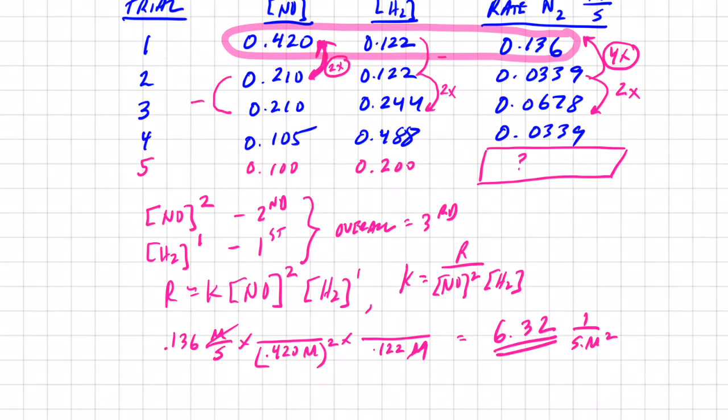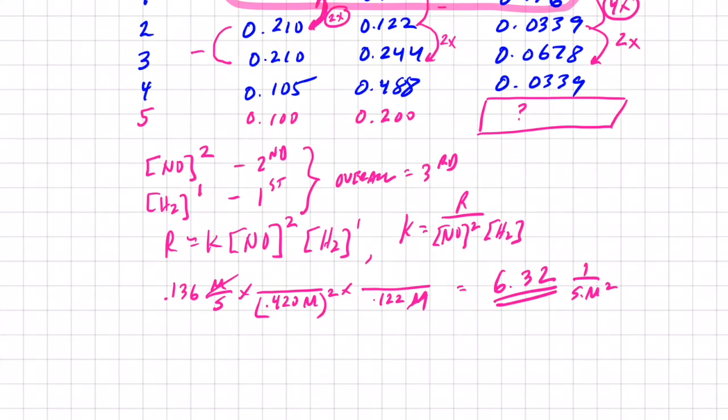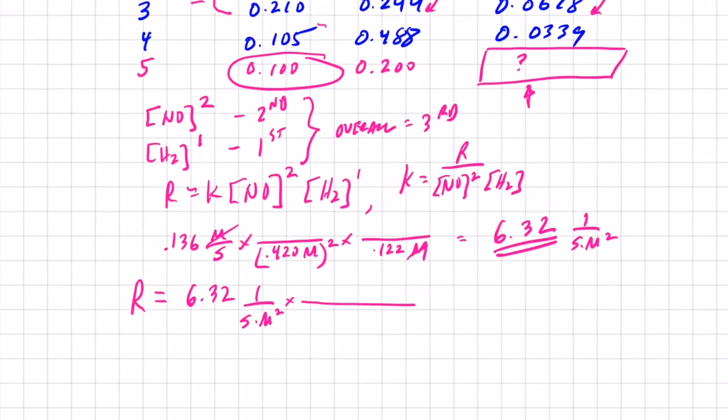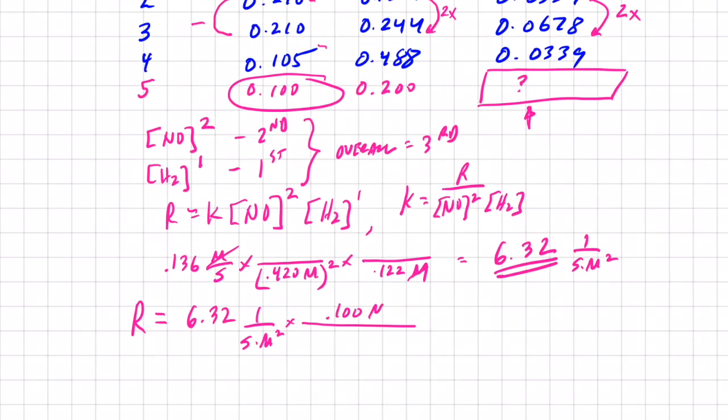So now that I have the rate constant, I can solve for the rate during experiment number 5. Remember that question mark that we had earlier? So what is the rate going to be? Well, R equals K, which is now 6.32, 1 over second molarity units squared, times the concentration of NO. So during that experiment, the NO concentration was 0.100 molar, and that's second order, kiddos, so we're going to square that. And then it's also times my H2 concentration, which is 0.200 molarity units.